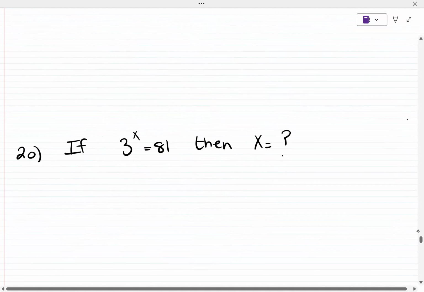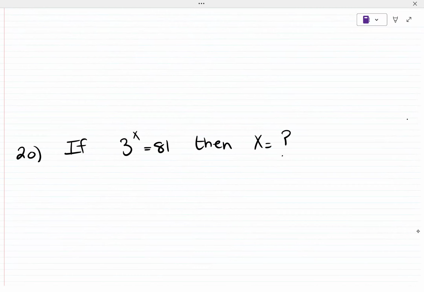Okay, look, we're almost there. I think there's two more. Question 20 says, if 3 raised to the x equals 81, what is x? So there's two ways you could do this. You could try figuring out what is x, right? So you could just plug in, for example, 3 squared. Does that give you 81? No, that gives you 9. So that's not it. You can just guess and check.